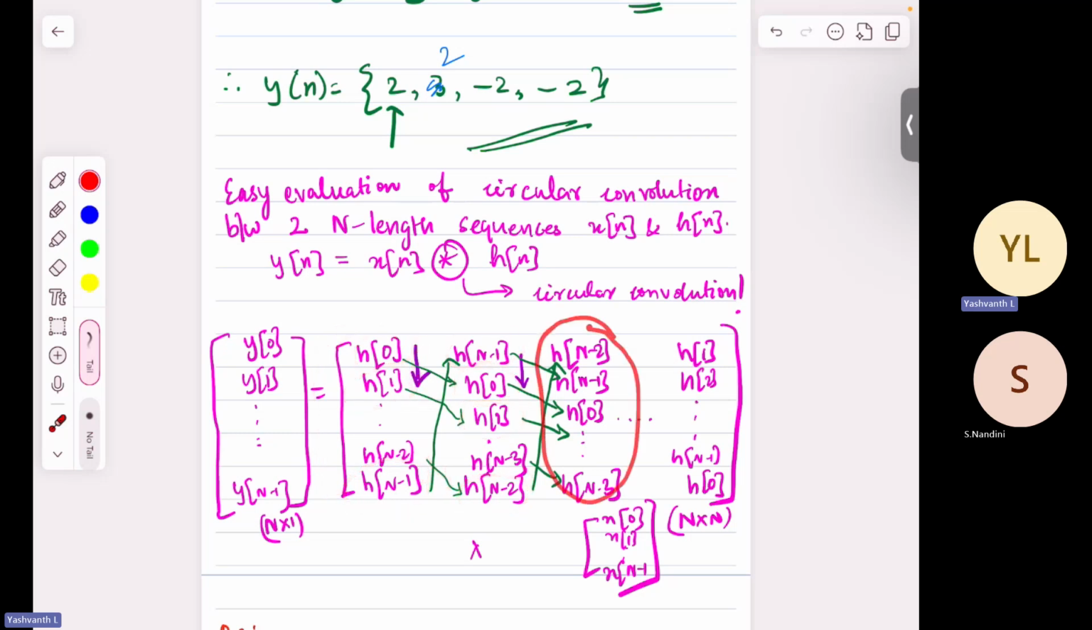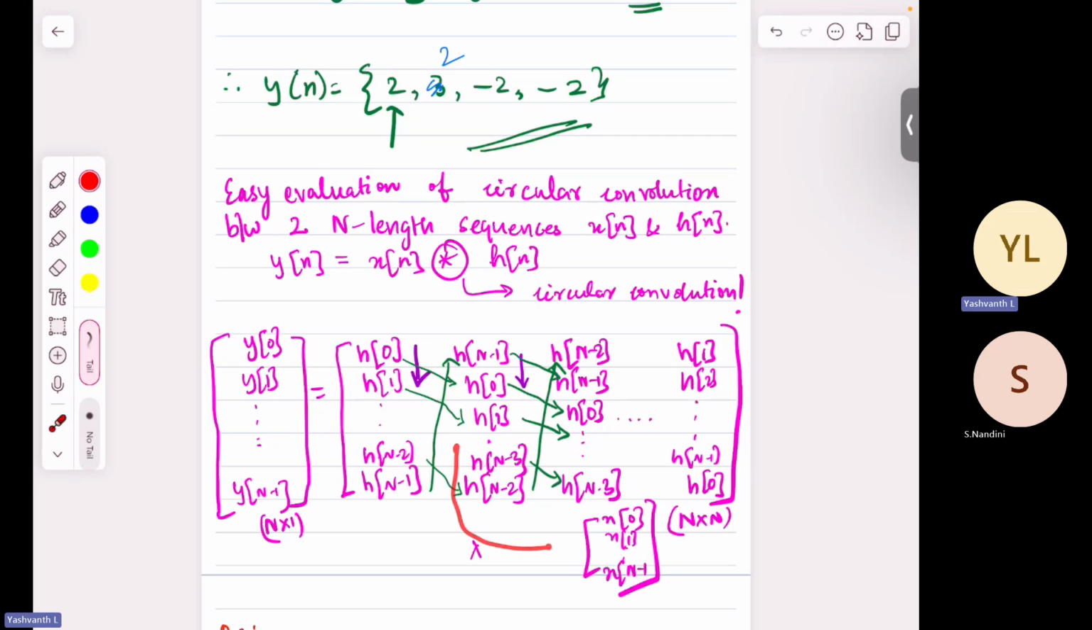Now the third column, again do the same thing: circularly shift the second column down by 1 unit. So h of 0 will come to the third place, h of 1 will come to the fourth place, h of n minus 3 will come to the last place, and h of n minus 2 goes to the top. So the third column becomes h of n minus 2, n minus 1, 0, 1, 2, 3, and so on till n minus 3. Similarly, you keep doing this n times. The last column will be such that h of 0 is at the last element and h of 1 starts from the top: h of 1, 2, 3, and so on till n minus 1, and then h of 0. You construct a matrix like this.